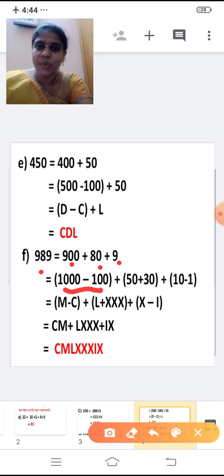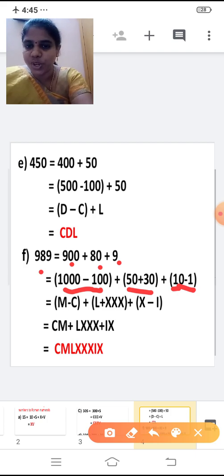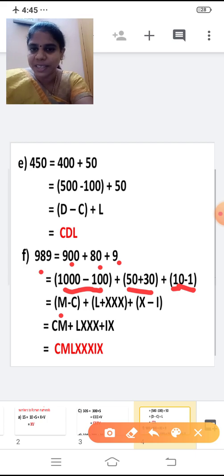Plus 80. How will you write? How will you split 80? 50 plus 30. You know the value of 50 and 30, right? 50 plus 30 plus 9. What do you mean by 9? So 10 minus 1 is 9, right? Now what is the value of 1000? Yes, the Roman numeral for 1000 is M. M minus, the Roman numeral for 100 is C. M minus C plus, what is the Roman numeral for 50?